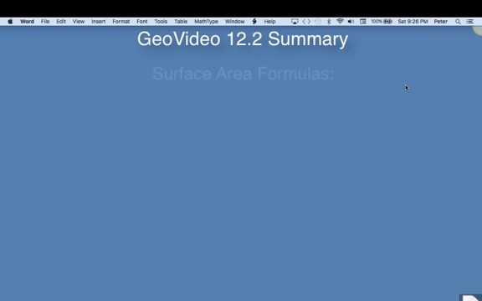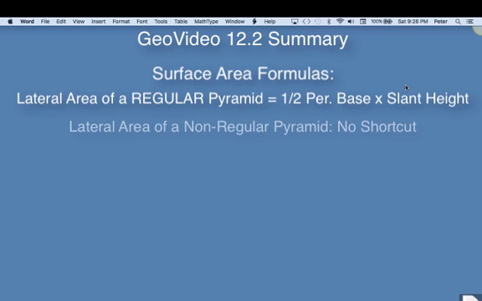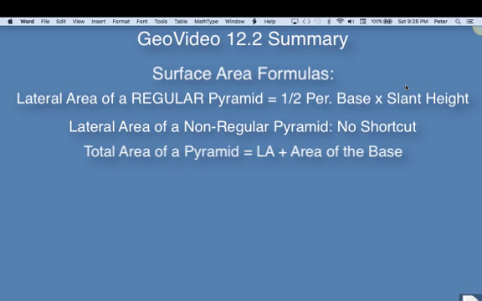Then we looked at a couple of formulas. The first being the lateral area of a regular pyramid. And we used a shortcut similar to the one we used in prisms: for a regular pyramid, the lateral area is 1/2 the perimeter of the base times the slant height. In a non-regular pyramid, there is no shortcut. You have to find the area of each lateral face. Then, regardless of the type of pyramid, the total area is equal to the lateral area plus the area of the base. Finally, the last part of the pyramid that we looked at was the altitude.